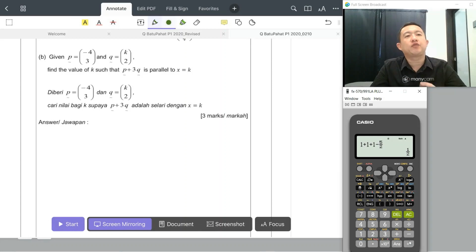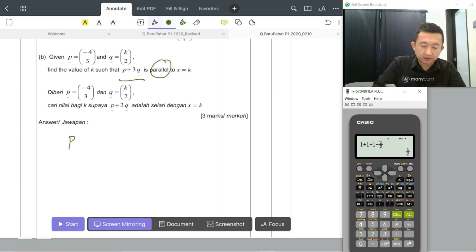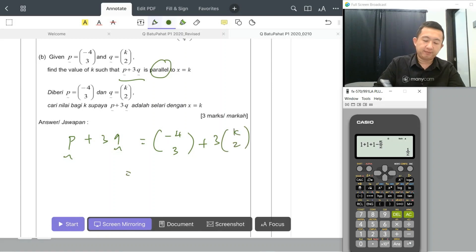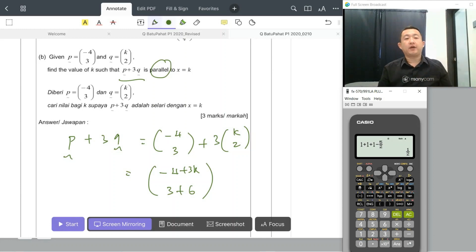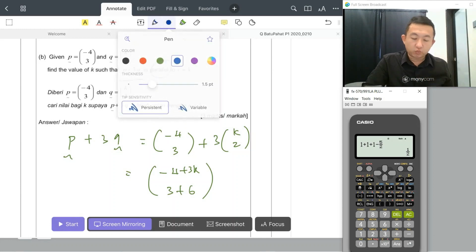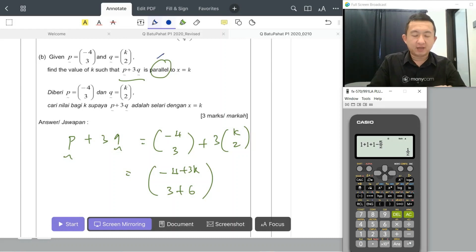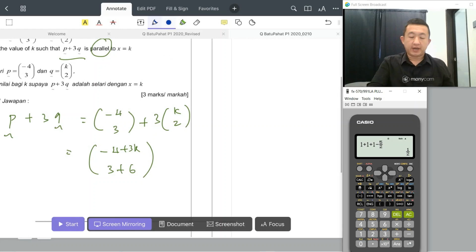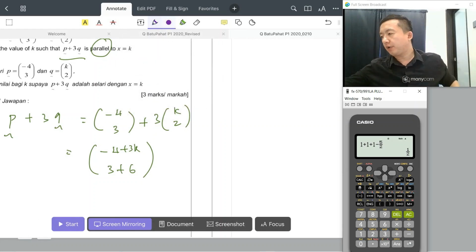Okay, now we look at B. P is negative 4i plus 3j. Given that, find the value of k such that p plus 3q is parallel to x equals k. So we combine the vector first. P plus 3q, you have negative 4, 3 plus 3k, 2. Combine them. Okay, this is what you have. And then you know that this resultant vector is parallel to x equals k.